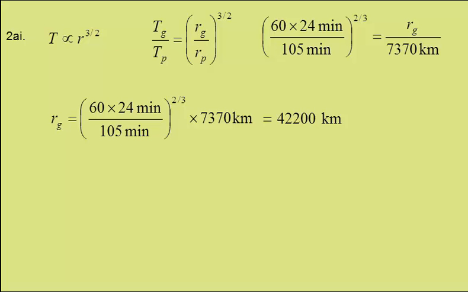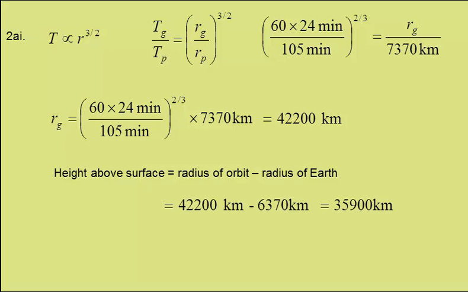We're asked for the height, not the radius. The height above the surface is the radius of the orbit minus the radius of the Earth. This is given on the formula sheet as 6370 kilometers, giving a height above the surface of 35,900 kilometers.